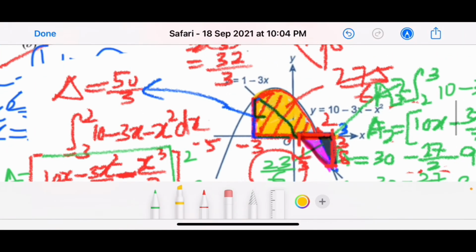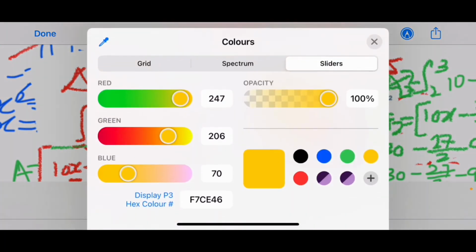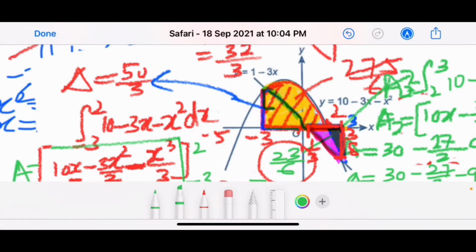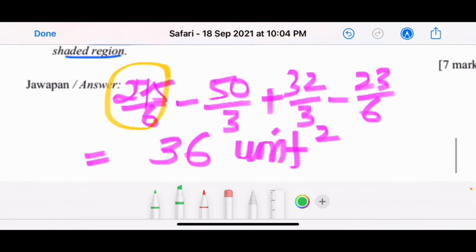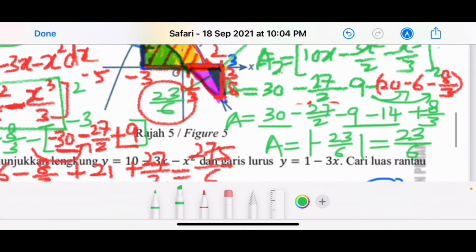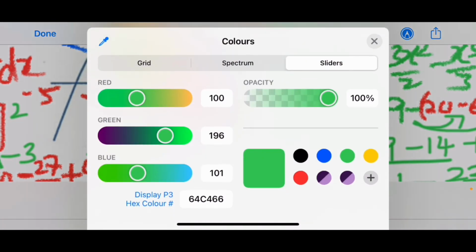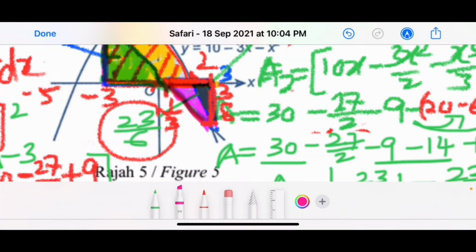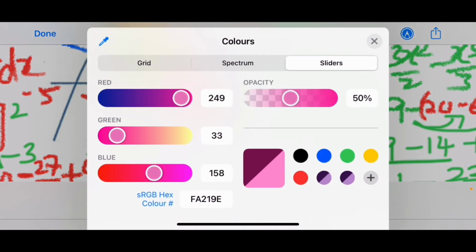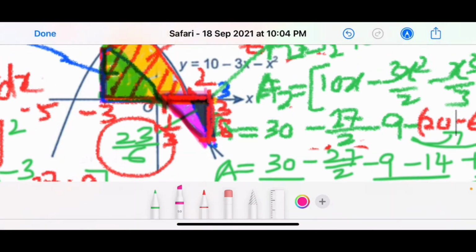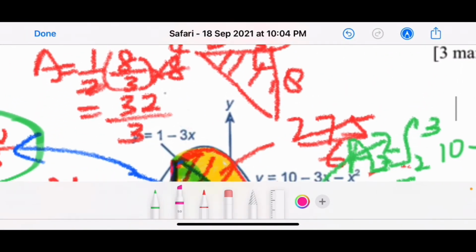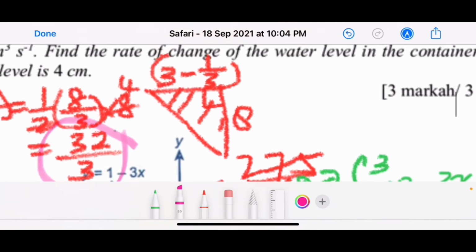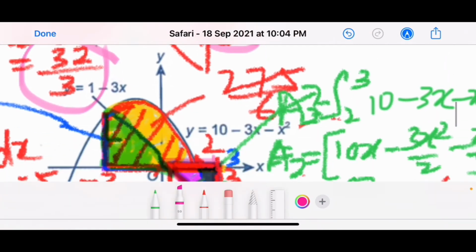And then this triangle, let me highlight in green color. The area of this triangle is 50 over 3, so we have to minus out 50 over 3. And then I choose this one, the pink color triangle. Minus out the area of the triangle, which is here 32 over 3. How to find it? That is the base, that is the height, 1 over 2 base and height.